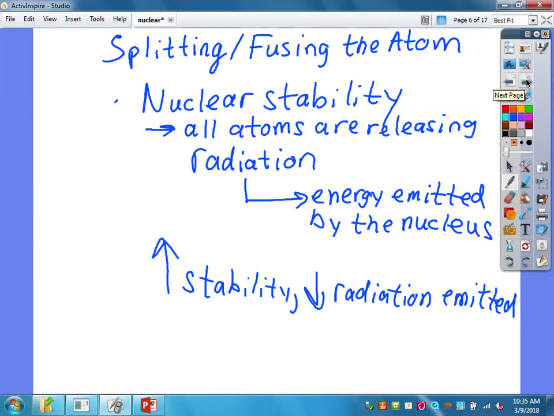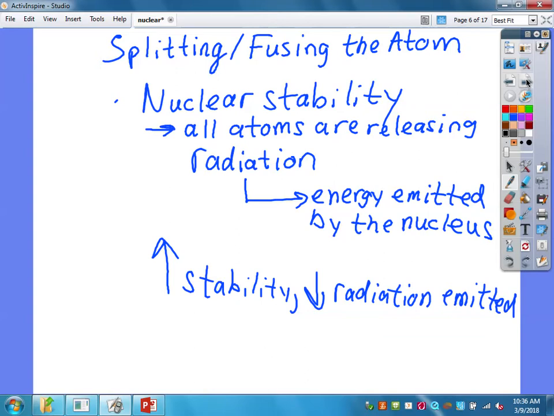All right. So, how do we basically break apart this atom or put it together? Okay, splitting or fusing the atom. What makes it stable? All right, and that's what we're going to look at some. What is nuclear stability?